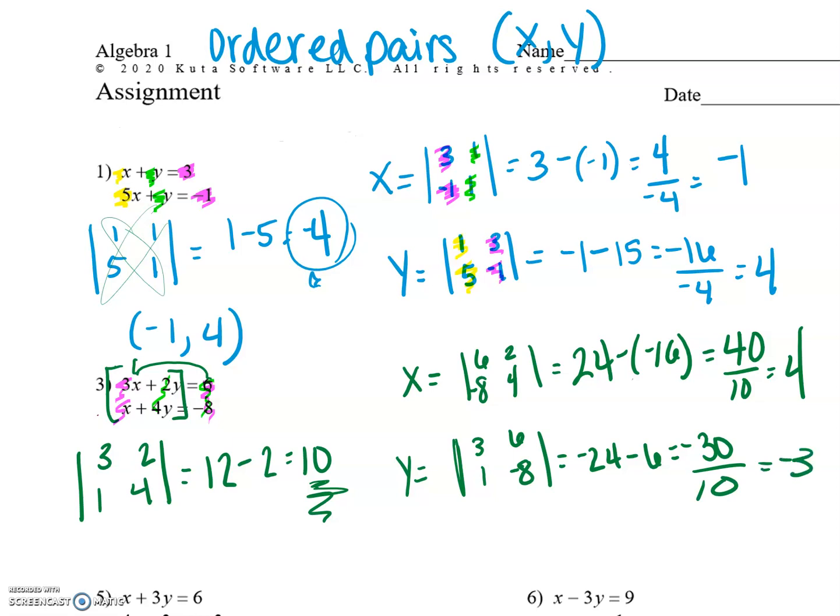But since it is a system of equations, we don't want to leave our answer like that. We want to write our answer as an ordered pair because that's what it truly is. All right, and there were 2 problems solved using Cramer's rule.